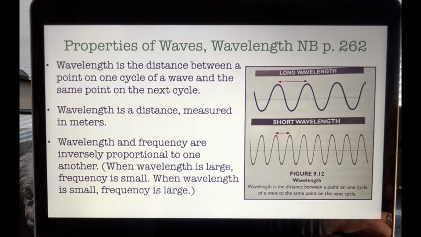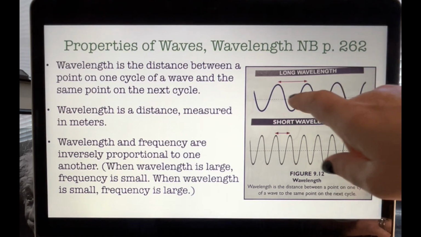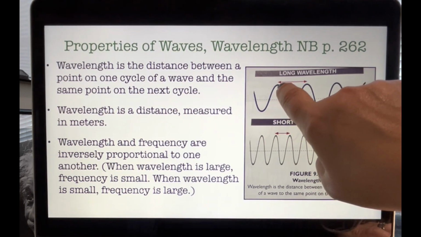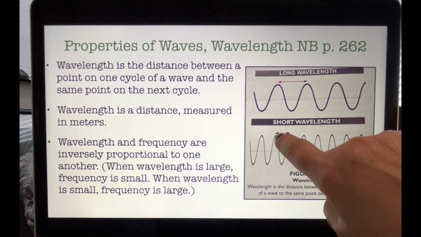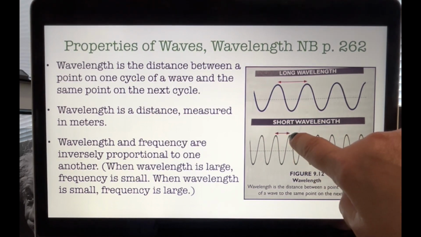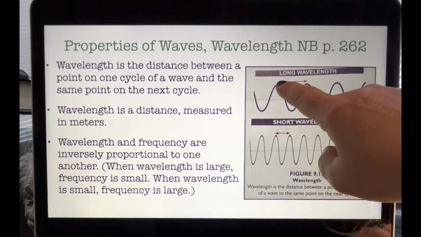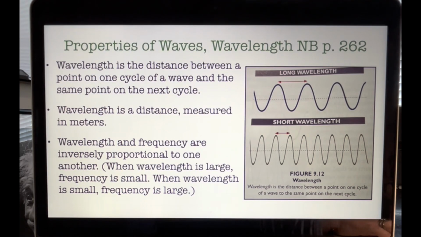Notice the waves in figure 9.12. The top wave has a long wavelength, while the bottom wave has a shorter wavelength. Notice that when the wavelength is shorter, crests are closer together. So here we go. This is a long wavelength. From the top of a crest to the top of the next crest is one wavelength, versus down here, the top of this crest to the top of this crest is a much shorter distance. In other words, waves with shorter wavelengths have greater frequencies. Thus, frequency and wavelength are related.